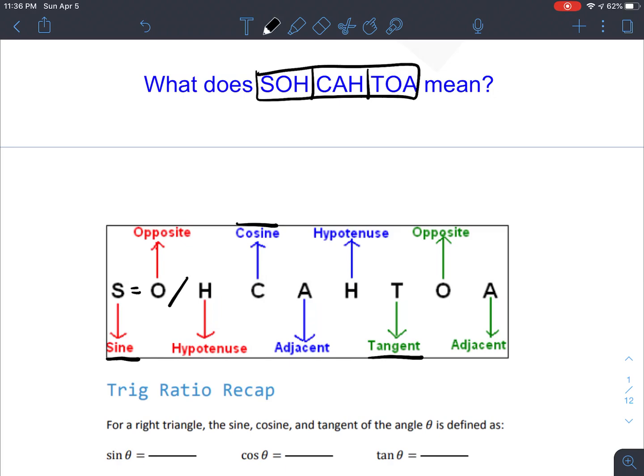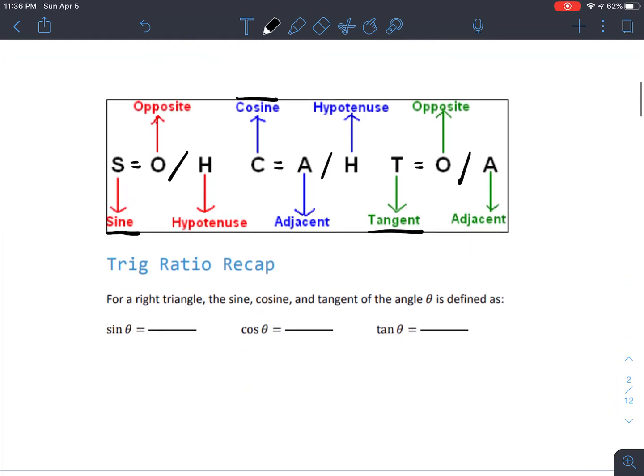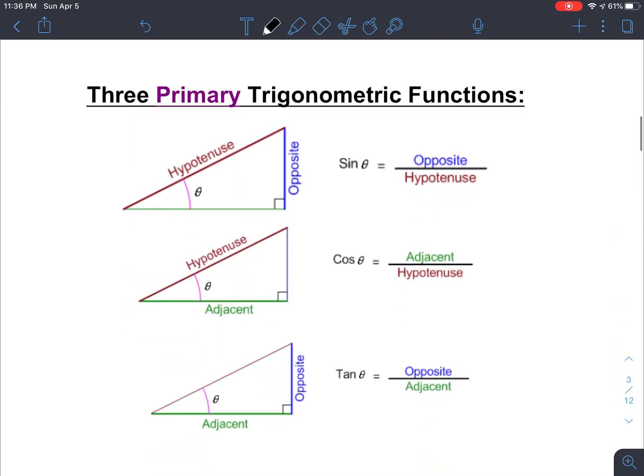Then we break down to the CA. The C stands for cosine, which is equal to my adjacent over my hypotenuse. And my tangent is equal to my opposite over adjacent. So if we look at this as a fraction, if we have a defined theta, sine will be our opposite over hypotenuse, cosine will be our adjacent over hypotenuse, and tangent will be our opposite over adjacent. To remember that, we remember the phrase SOHCAHTOA.